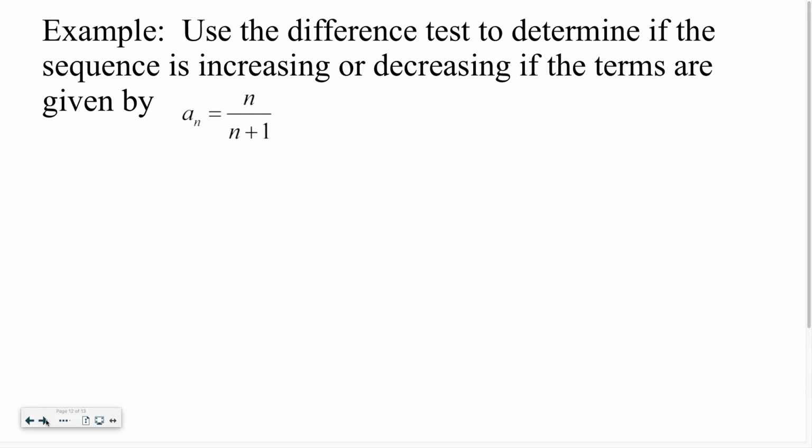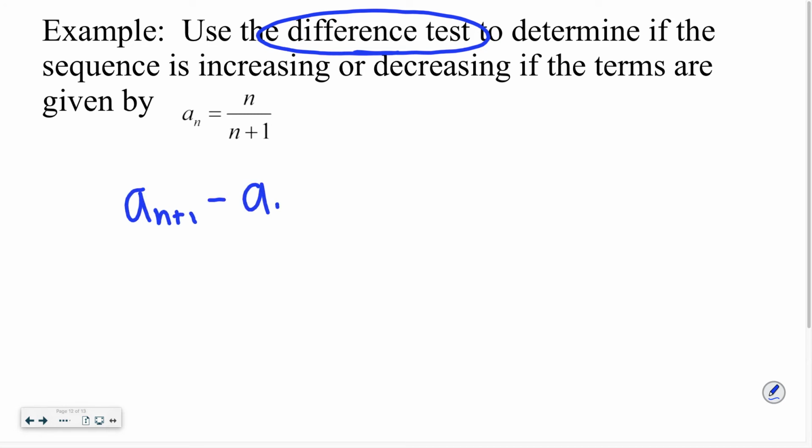Okay, what if, in order to figure this out, you would have to use one of the tests and pick two random numbers, right? Nope. We have to keep it in terms of n. If we're going to do the difference test, we're going to literally take a sub n plus 1 and subtract a sub n and compare it to 0. So a sub n plus 1 would be n plus 1 over n plus 2, and a sub n is n over n plus 1.